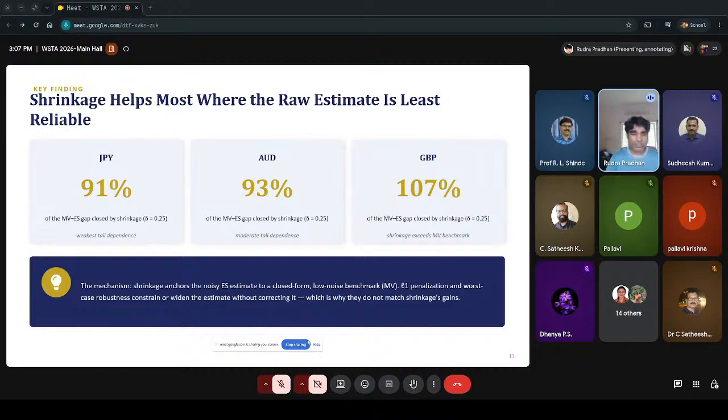So that means the mechanism is that shrinkage anchors the noisy estimate to a closed-form, low-noise benchmark, MV, and the estimate penalization and the worst-case robustness constraint only widen the estimate without correcting it, which is why they do not match shrinkage gains.